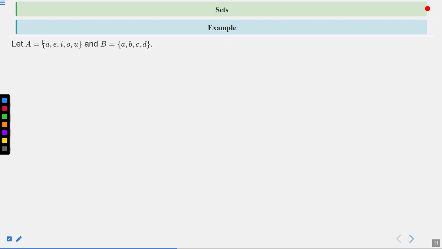More examples. We are considering 2 roster form sets. First one, set A, with 5 elements A, E, I, O, U. Second, set B, with 4 elements A, B, C, D. So first question: is A a subset of B? Second question: is B a subset of A?